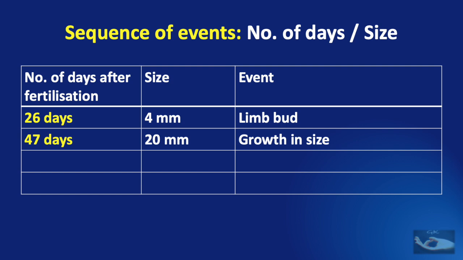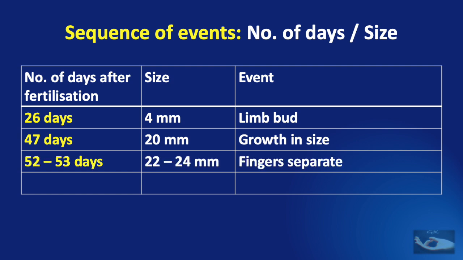There is an appreciable growth in the size of the limb bud. Around 52 to 53 days, the size of the embryo is around 22 to 24 millimeters, and by this stage, the fingers start separating. By 8 weeks, all limb structures are complete.